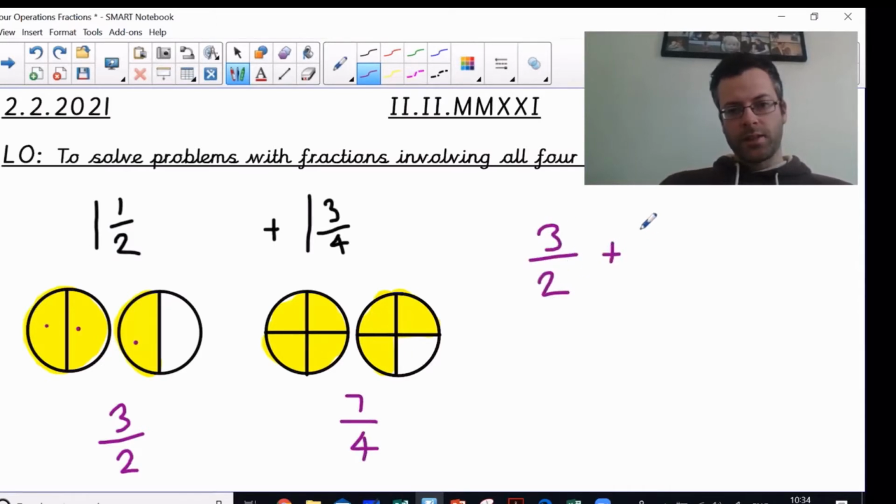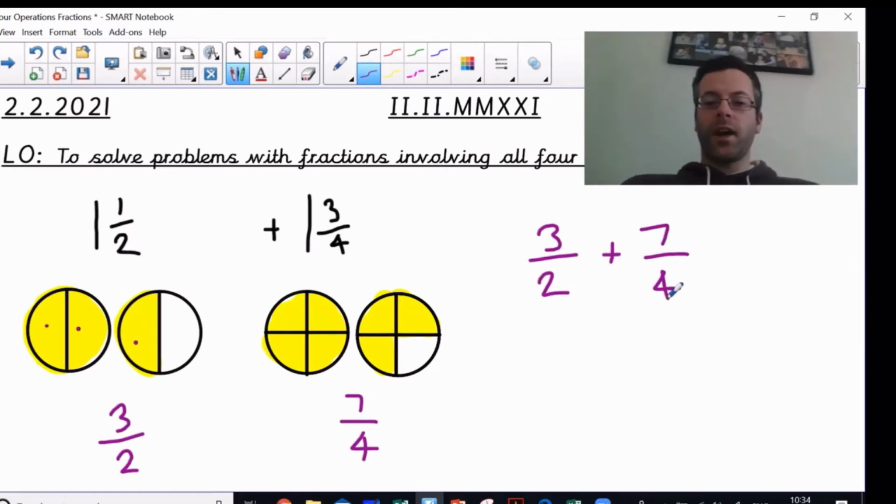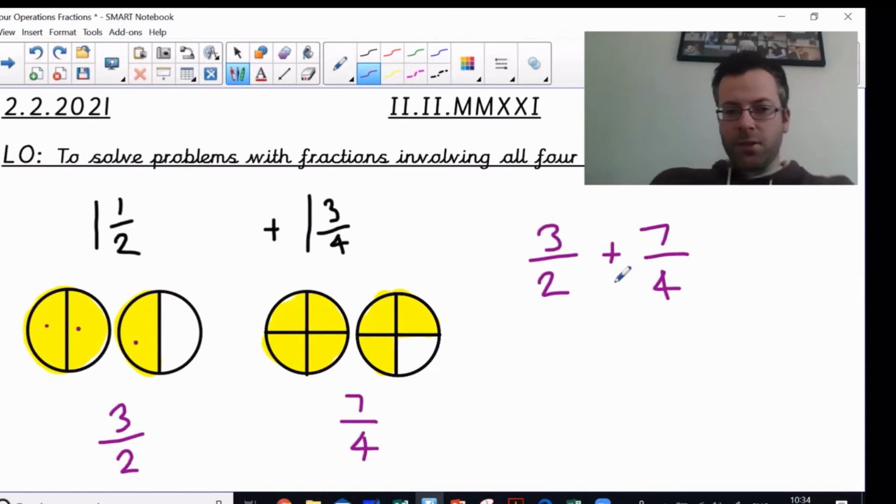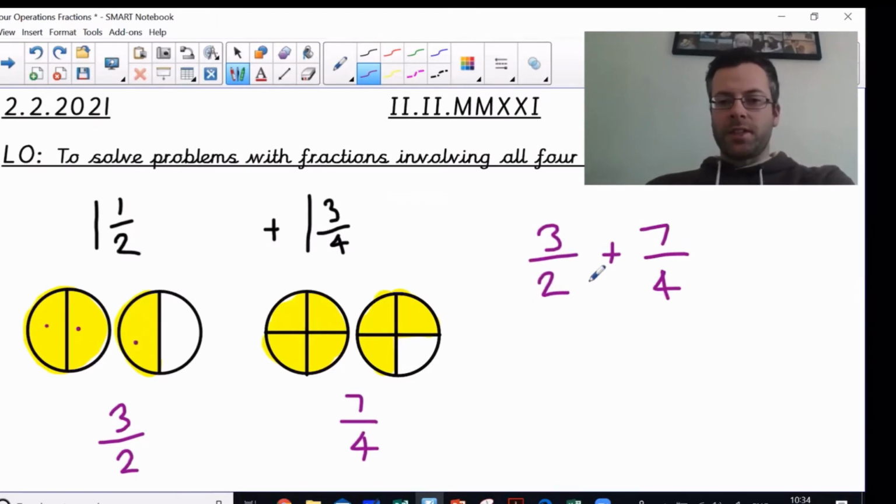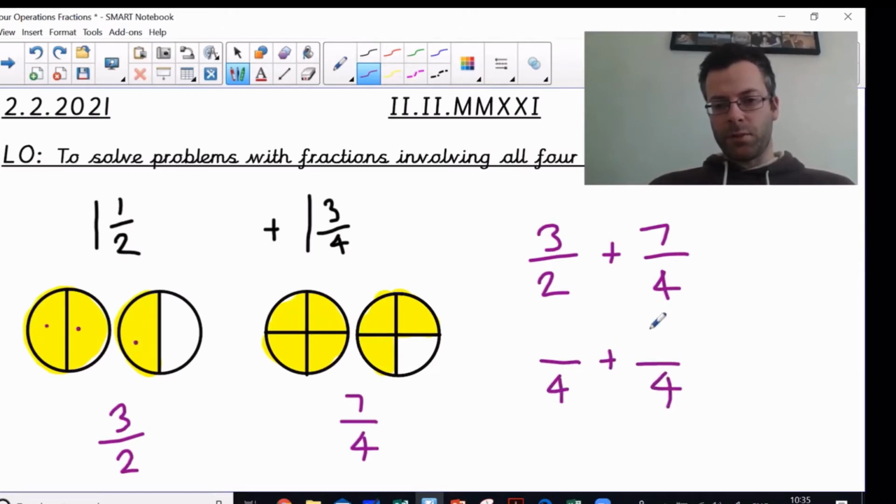add 7/4. Now, thinking back to what we were doing before, we can't add these together yet because our denominators are different. So we need to make our denominators the same. So I'm going to look for a common multiple of both of these. Now, can I make 2 into 4? And I can. So I'm going to make them both over 4. So this one is 7/4, so we're keeping that the same.